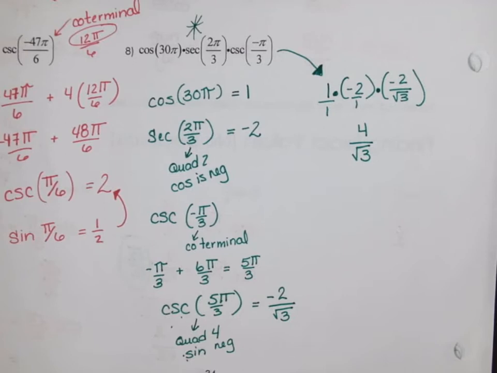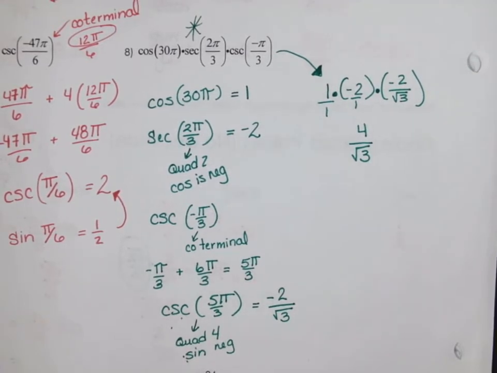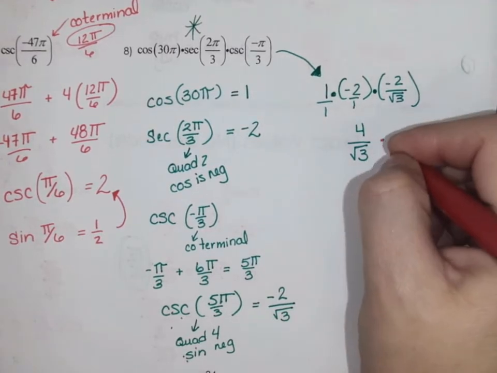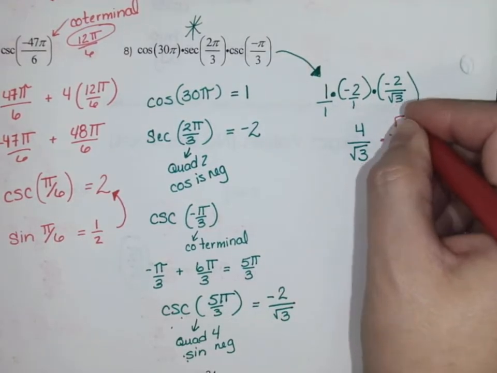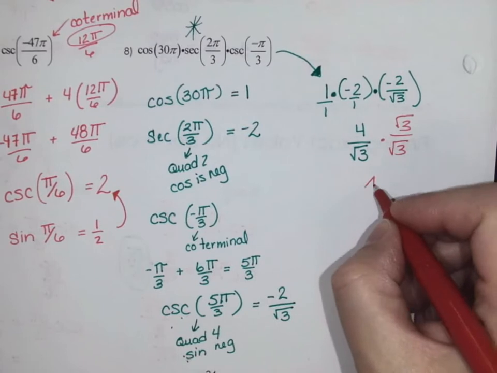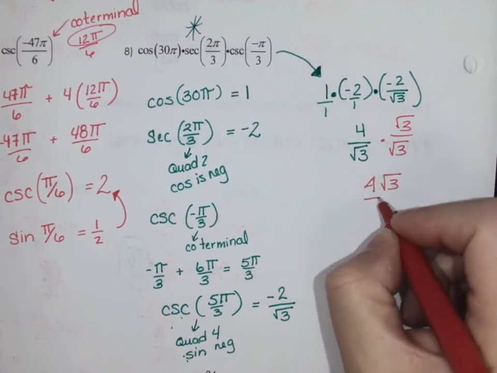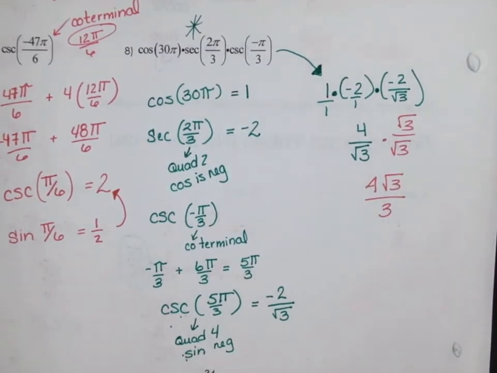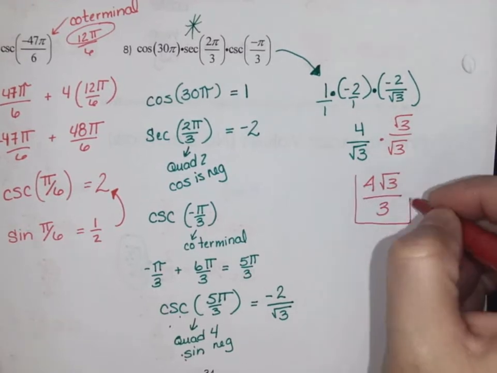Am I good, Danica, to rationalize that one? Yeah? Okay. So this is my answer, but we're going to rationalize the denominator. The nice thing about it is you won't do the complicated ones. Am I going to simplify that? No, we're done. So this would be the answer to the question.